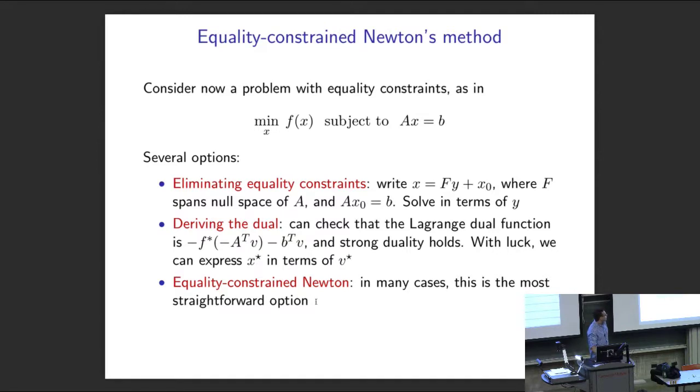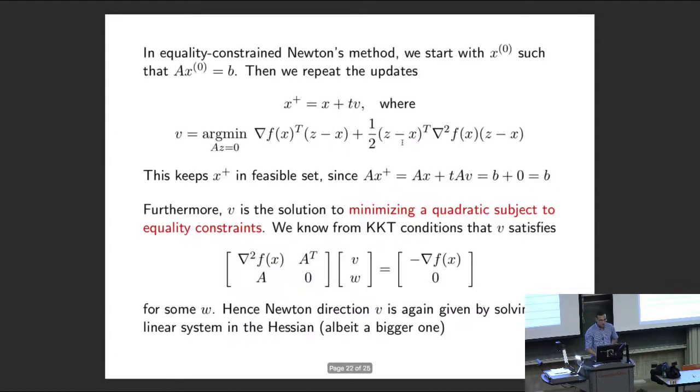But perhaps the most straightforward option is just to use Newton's method with equality constraints. And that's what we're going to introduce right now. Okay, so it's a good idea in the sense that it's going to use whatever structure there is in the Hessian of f and use whatever structure there is in A to try to take Newton's steps as efficiently as possible.